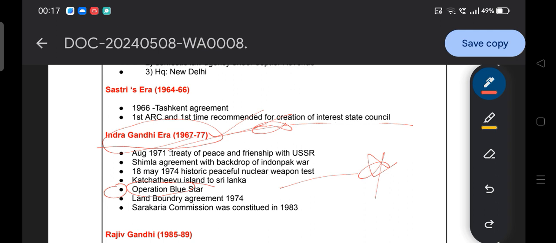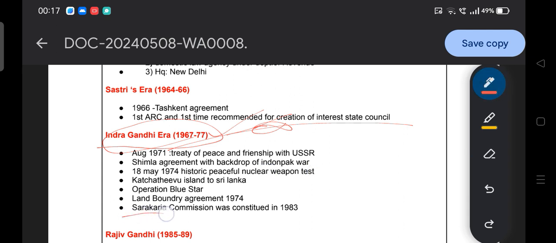Then the Indira Gandhi era land boundary agreement, the land boundary agreement of 1974 between Bangladesh and India. In 2015, our current prime minister completed the land boundary agreement with Bangladesh, and due to that provided what was due to Bangladesh. So that is also in the news. They can ask the question: the land boundary agreement, the first time, that is of Indira Gandhi. Now it has been completed by our prime minister, Narendra Modi.